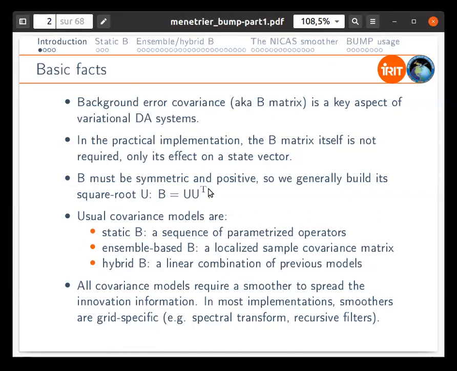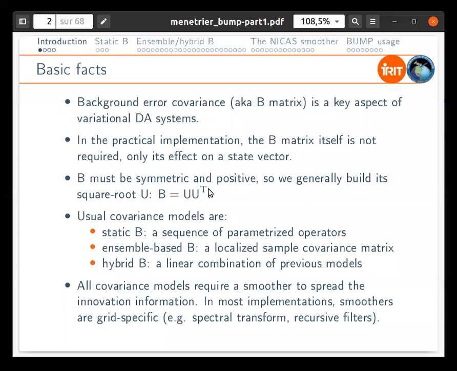First, we all know that the background error modeling is really a key feature of variational DA systems because it is the last operator applied to define what will be the final increment. So it really spreads the information coming from the innovation, so the difference between the guess and the observation, and it spreads this information across spatial and temporal dimensions. It also ensures that the analysis is well balanced. So it's pretty important.